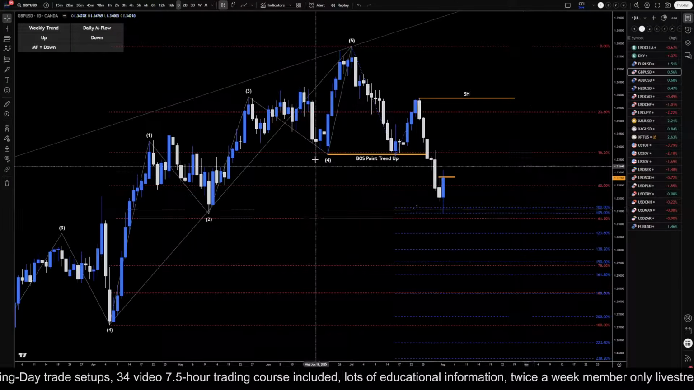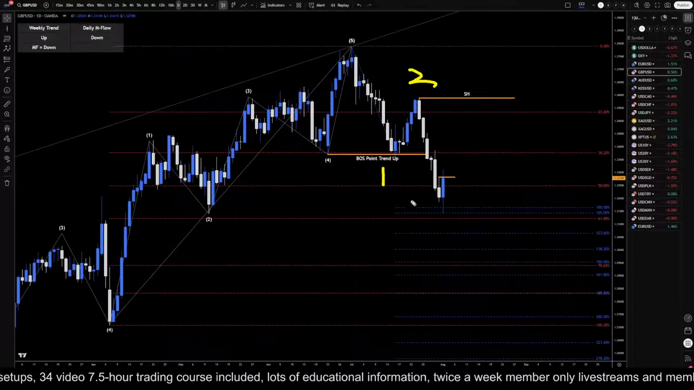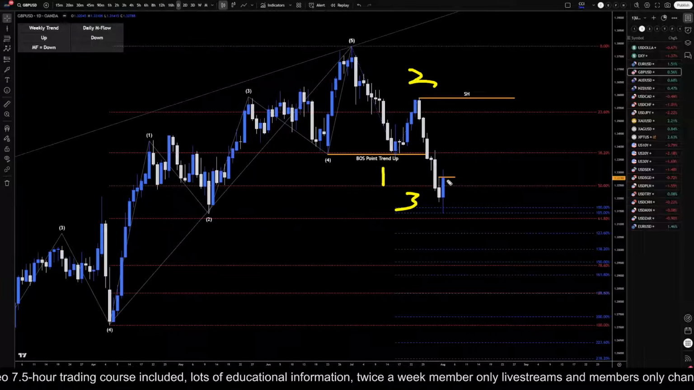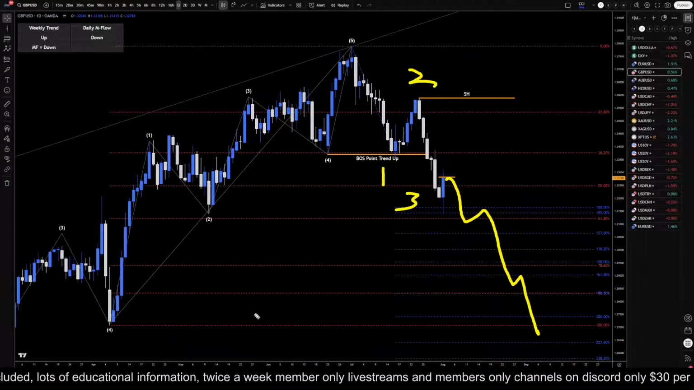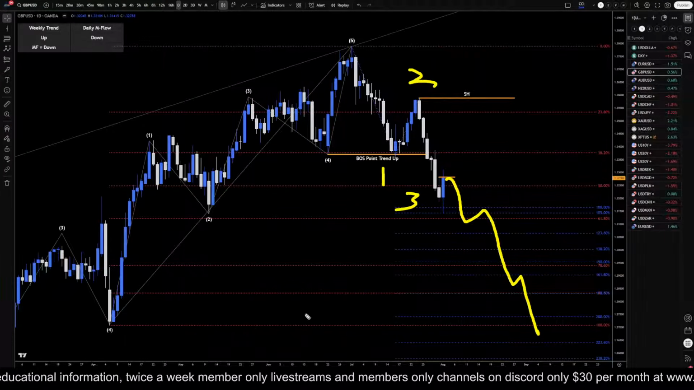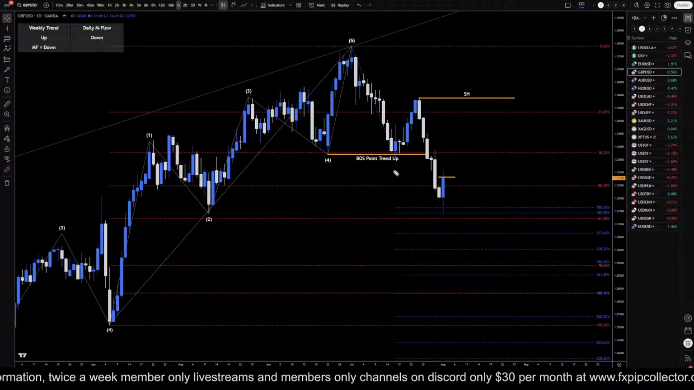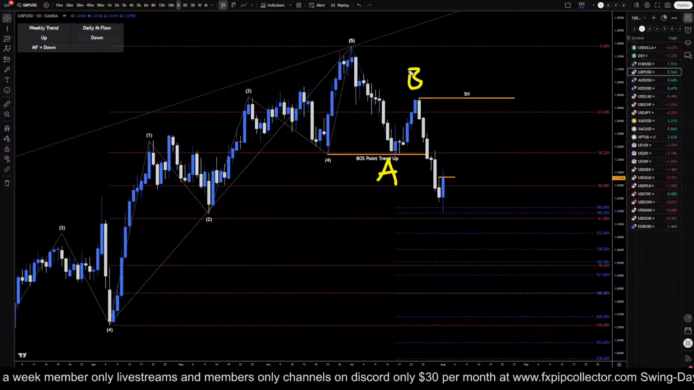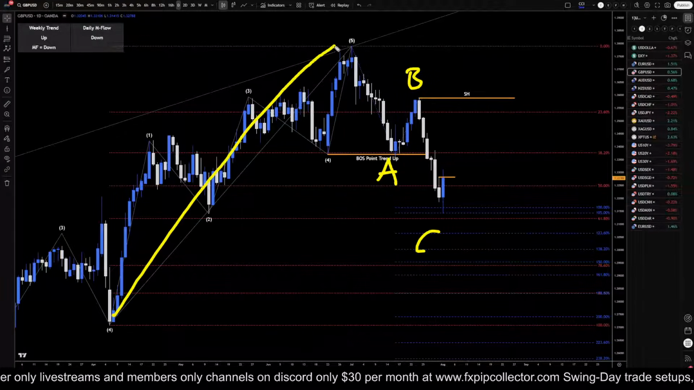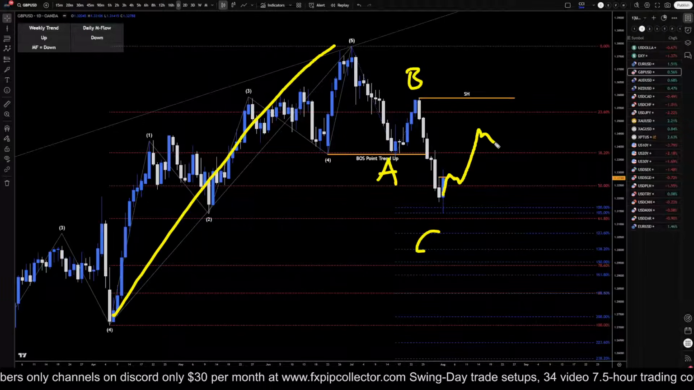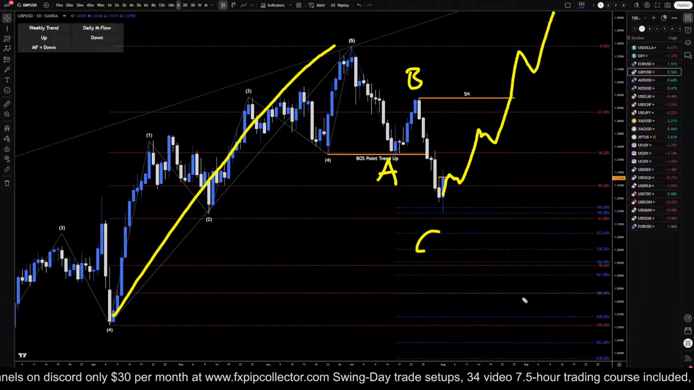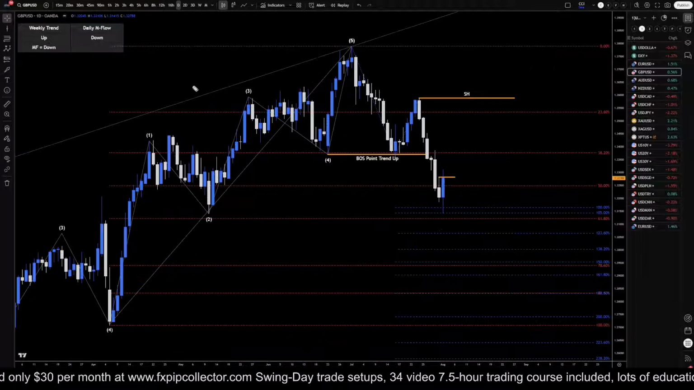If this was a 1, a 2 and a 3, then it needs to pretty much just continue down like this. If it's a wave 3, it needs to keep on going down, making lower lows, lower highs on this time frame. If it's an A, B, C correction to the last 5 waves up right here, then potentially it could turn now, and it looks like it is trying to turn, and potentially end up continuing the uptrend. So we have to keep an eye on it.